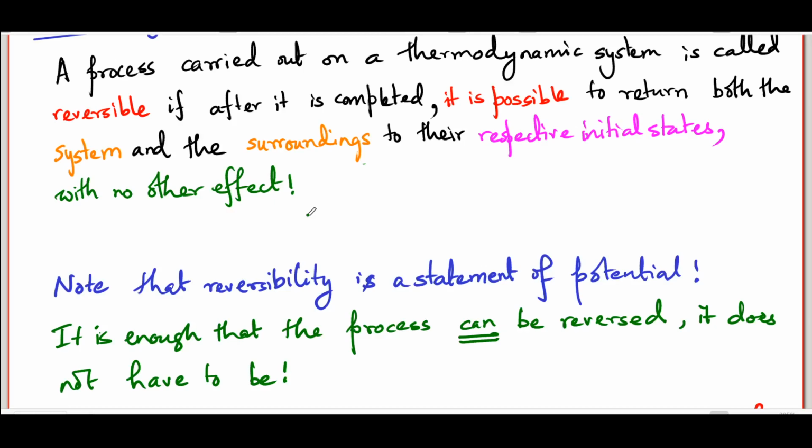That is also not allowed. If a process is to be reversible, nothing has to change its state at the end of this reversal. Let me stress once again, you don't really have to carry out the reversal, but it should be possible to carry out the reversal in such a way that the system, the surroundings and everything else must come back to their original state.